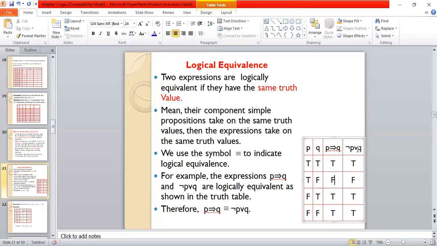And for the negation of P or Q, when two statements are connected by or, it becomes false only if both statements are false. So the negation of P is false here and Q is false, so false or false is false. Otherwise it becomes true. So clearly you can see that P implies Q is equivalent to negation of P or Q.